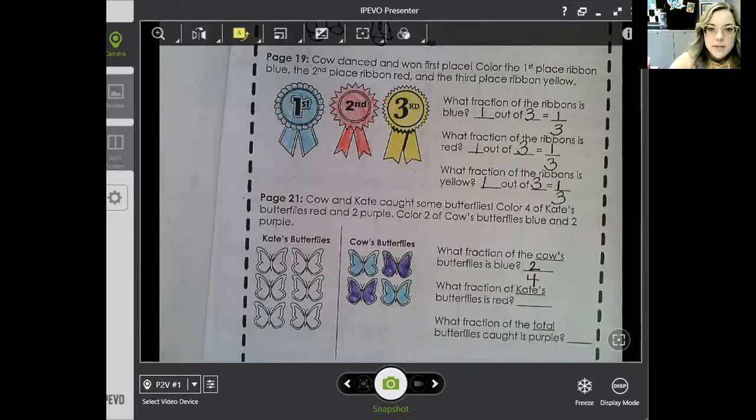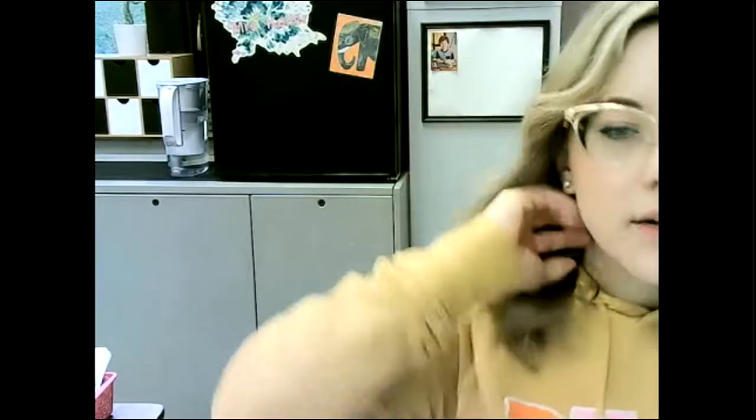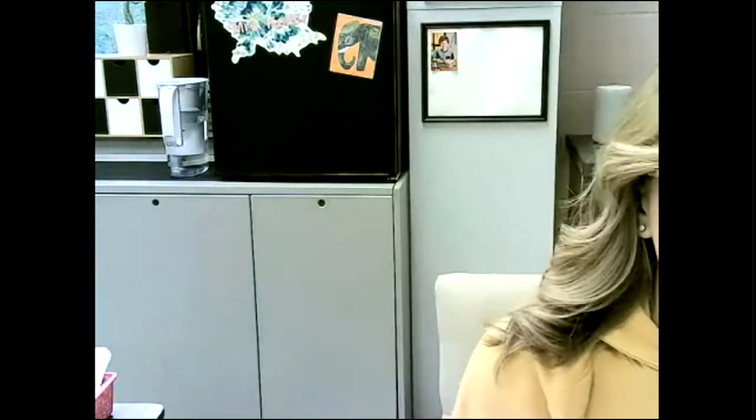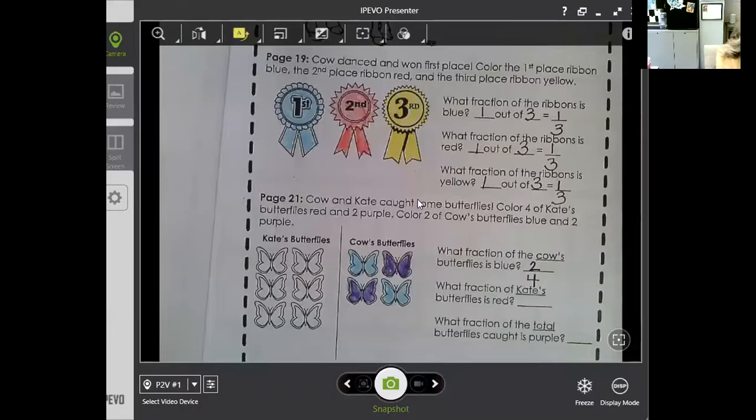Let's go back to the picture. There we go. Okay, and let's look at Kate's net. Kate has 1, 2, 3, 4, 5, 6 butterflies. Ooh, I noticed a color that's the same as cow's butterflies. What color is the same? I see 2 purple butterflies. Okay. All right, so here's my butterflies. I'm going to make 2 of them purple.